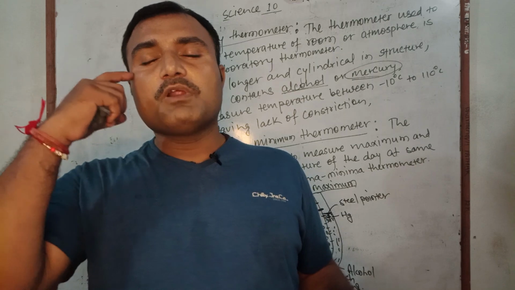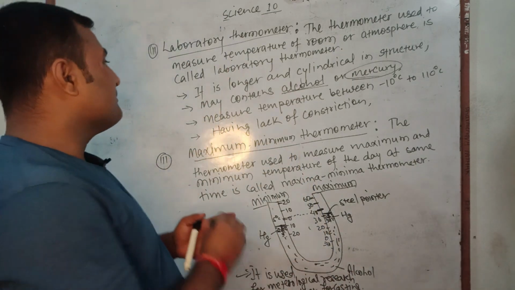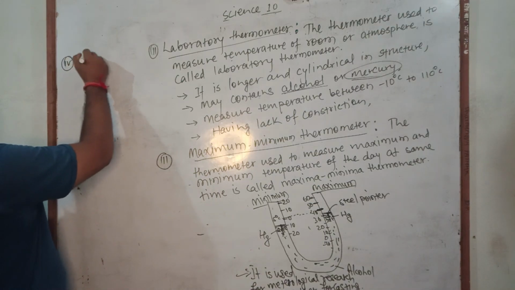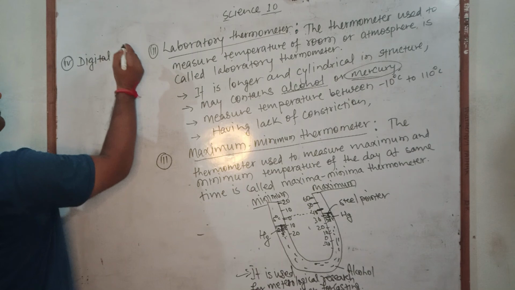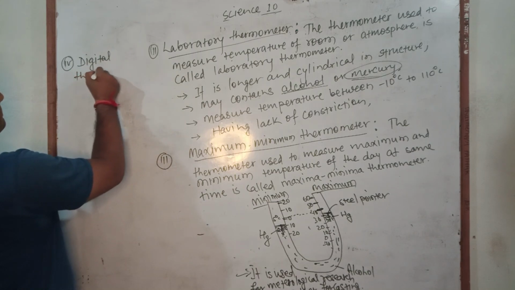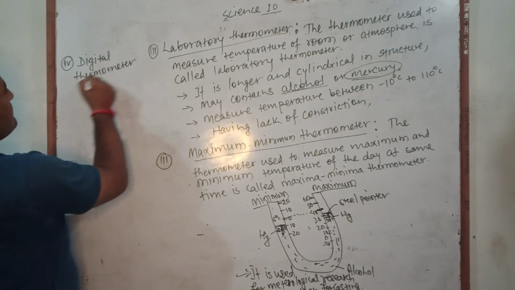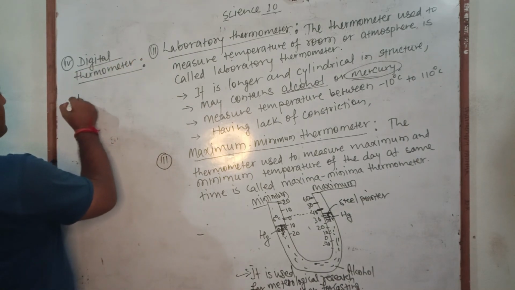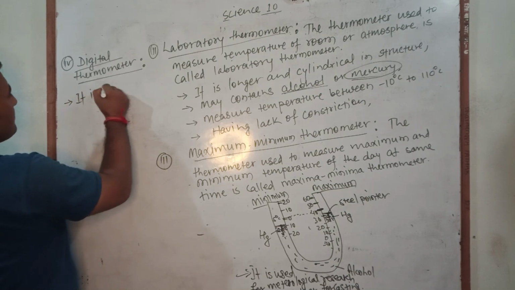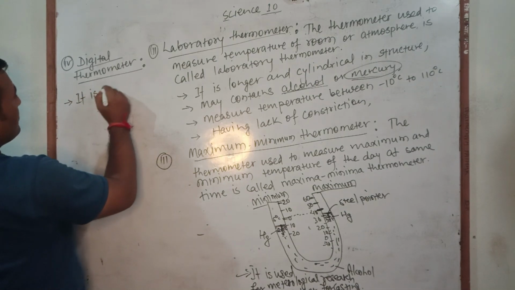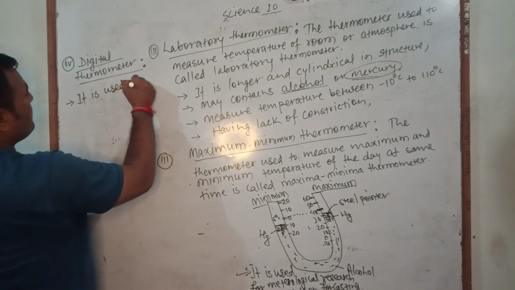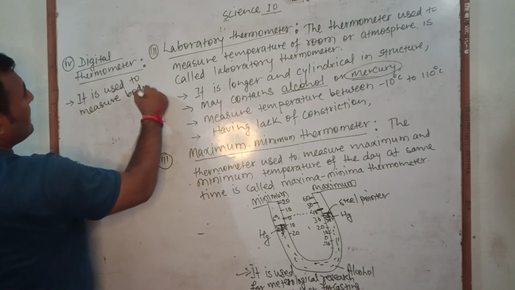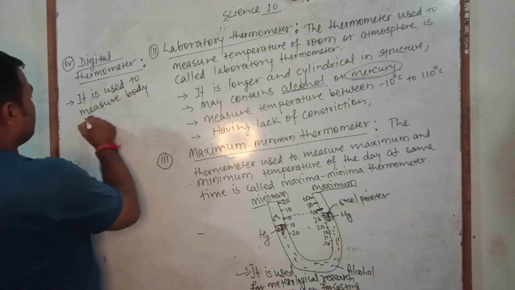More about the problems related to heat and temperature we discuss in the next video, and here we briefly describe the digital thermometer. That digital thermometer is a modern thermometer, and it is used to measure body temperature like a clinical thermometer.